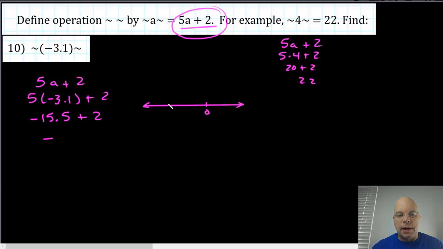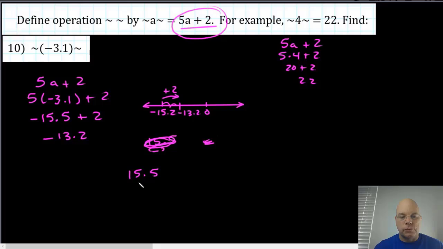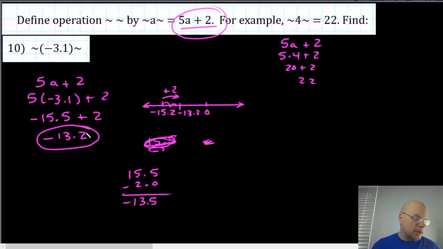If 0 is here and I'm at negative 15.5, if I'm adding 2, I'm going 2 to the right. So I'm just moving 2 to the right from the negative 15.5, so I'll be at negative 13.5. I'm getting closer to 0, but I'm still in the negative, so negative 13.5. You could also find the difference, 15.5 minus 2. Should have lined those up better. And you get 13.5, and then just realize that it has to be negative for this reason. So negative 13.5 for number 10.